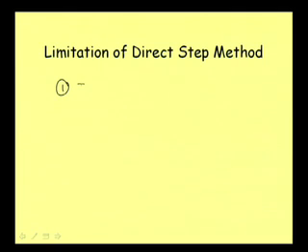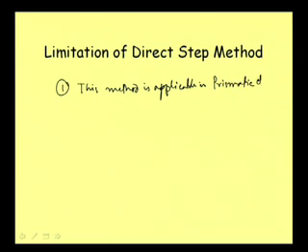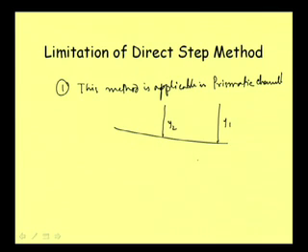First, I must say that this method is applicable in prismatic channels only. Why? Well, this is one limitation of this method. The reason is that, say, when we are calculating, y1 is known, we are calculating y2. Rather, we are not calculating y2, we are assuming y2, and then we are calculating this delta x.